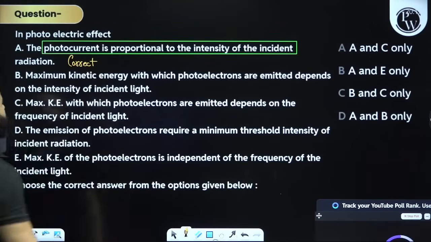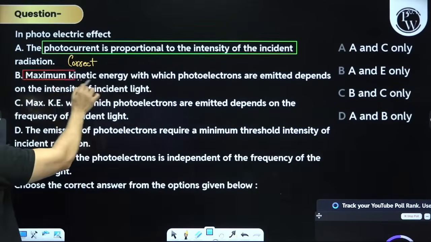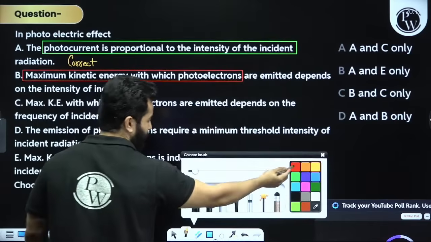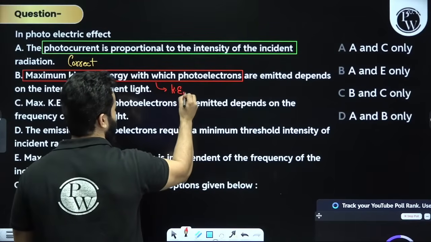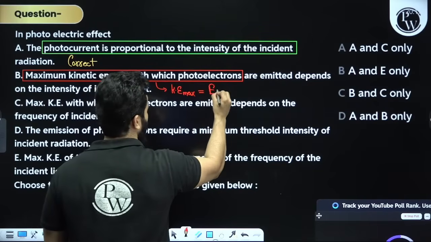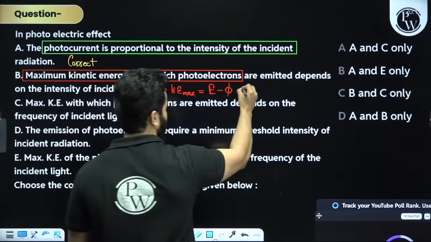Maximum kinetic energy with which photoelectrons are emitted depends upon the intensity. This is absolutely wrong, my dear friends. Maximum kinetic energy does not depend upon the intensity. Just now we have written maximum kinetic energy depends upon the incident radiation's energy. So this will be equal to energy minus work function, right? So this statement is incorrect.